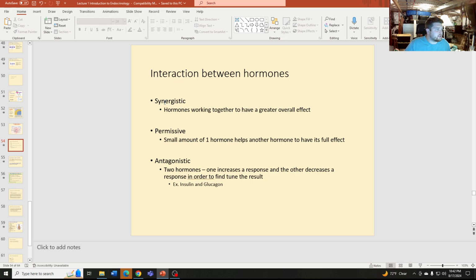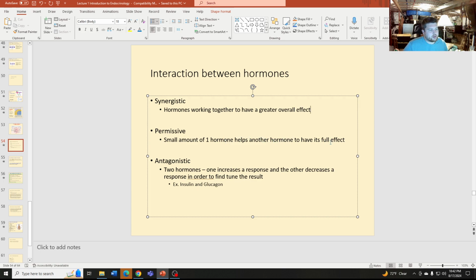More definitions: synergistic, permissive, antagonistic. So there can be hormones that work together to have a greater overall effect, so they boost the effect of one another. Permissive: a small amount of one hormone helps another hormone to have its full effect. The good one to think about for this is vitamin D and calcitriol.